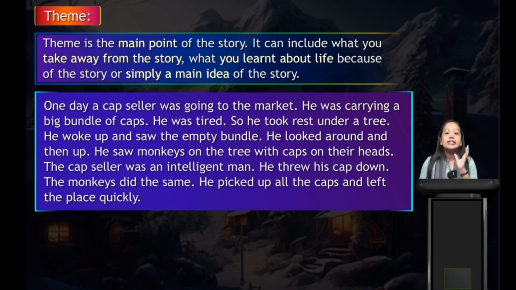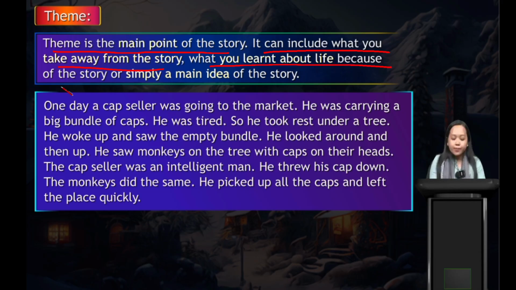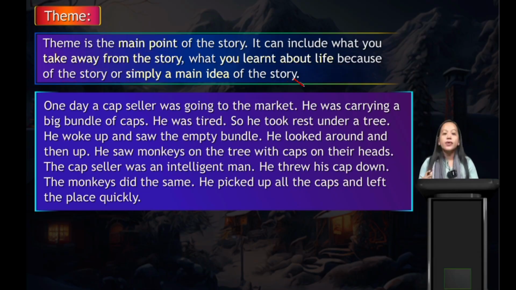Now moving next. Now we will discuss the theme of the story. Okay. So what is written? The theme is the main point of the story. It's the main point. Okay. It can include what you take away from the story, what you learned about life because of the story, or simply a main idea of the story. So now my dear students, I have a question for you. After you read this story about an intelligent cap seller, what did you learn from this? What is that moral lesson that you learned from this story?